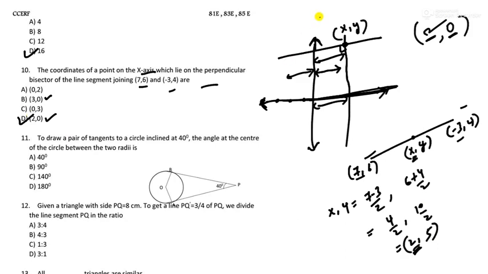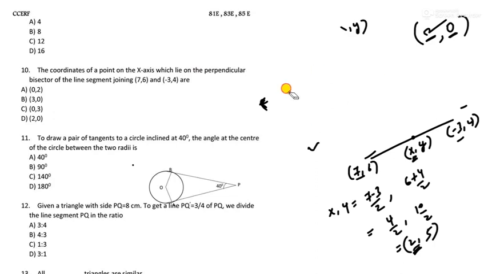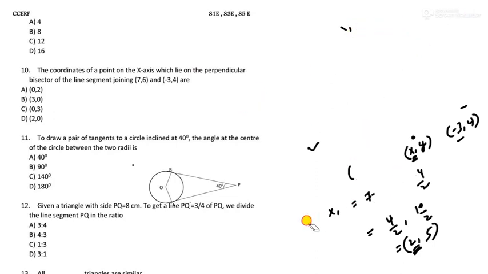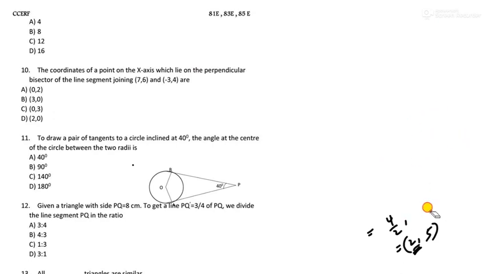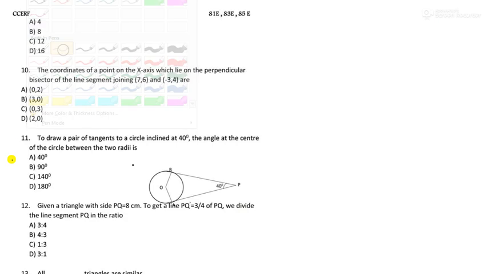Okay, so now moving to question number 11. I hope you have understood question number 10. So question number 11, what does it state? Read it. To draw a pair of tangents to a circle inclined at 40 degrees, the angle at the center of the circle between two radii is dash.